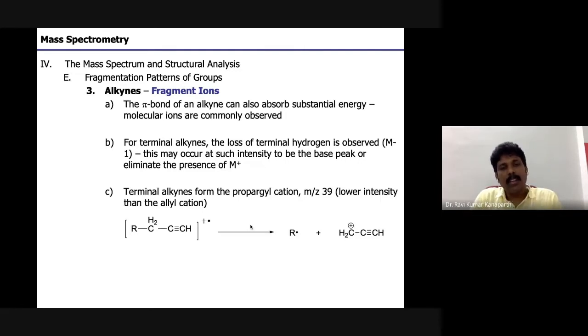And terminal alkynes form the propargyl cation. Like in the previous case, the terminal alkenes form the allyl carbocation. Likewise, here in the case of alkynes, we call such a carbocation the propargyl cation, which corresponds to m/z 39. So this also is very common in the case of the alkynes.